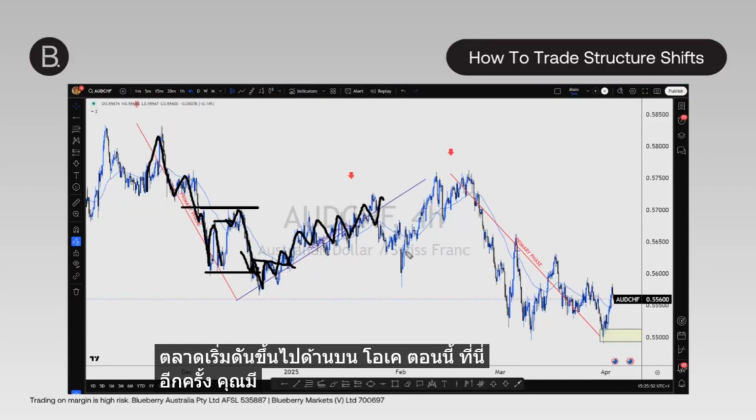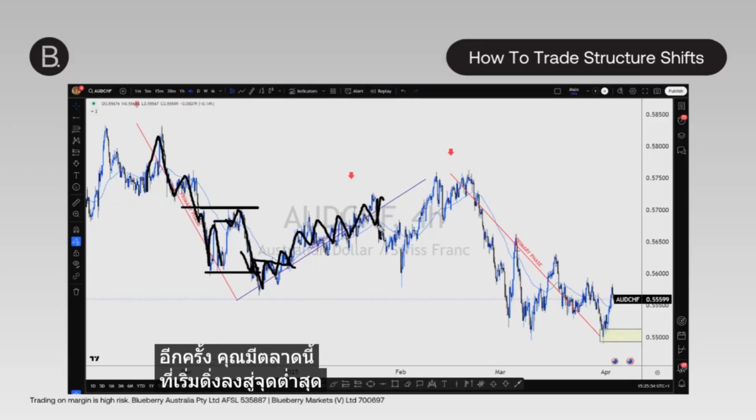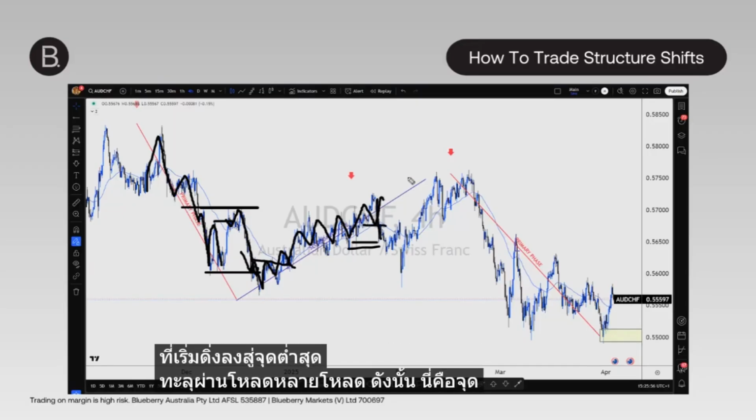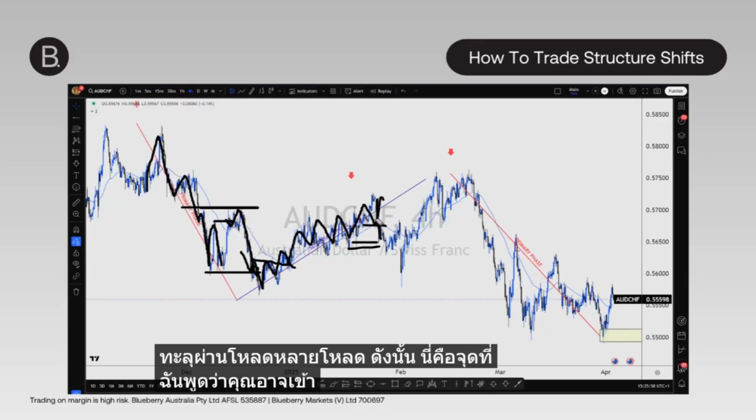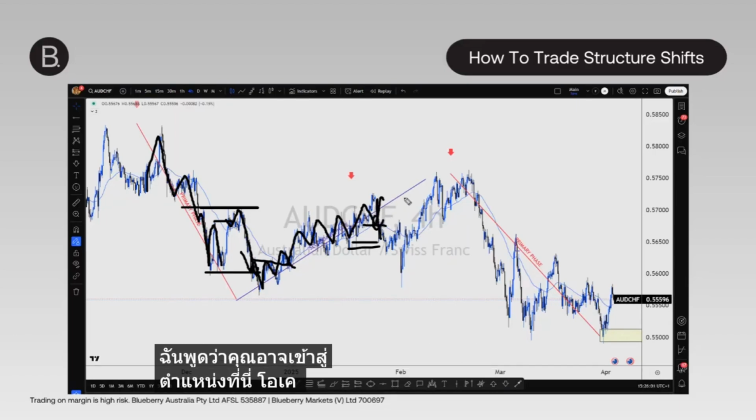Now here, again, you've got this market that starts plunging to the downside, breaks through multiple lows. So this is where I say that you might get into a position here, looking for that continuation to the downside.